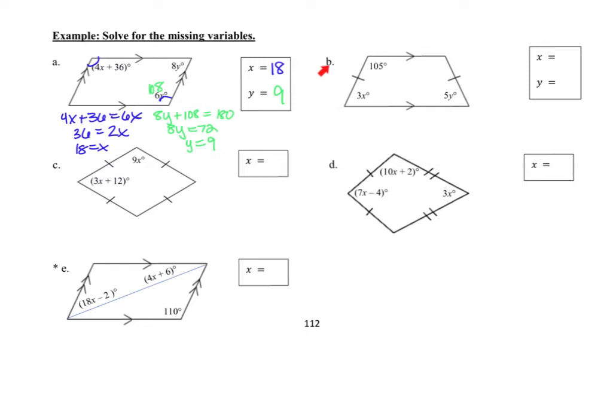Let's take a look at letter B. It appears that we have an isosceles trapezoid. Which theorem will help me solve for x?